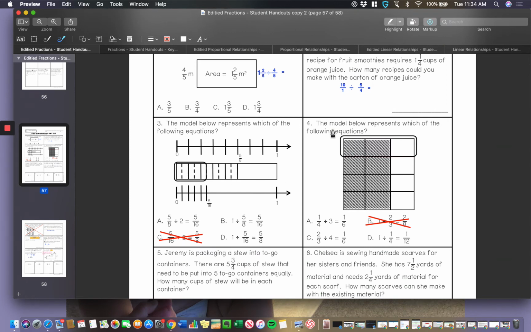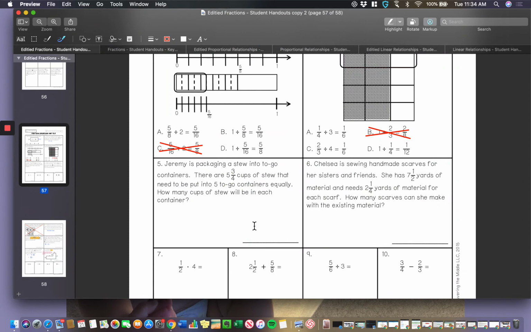So, the number 4, the model represents which of the following equations? So, I have 4 pieces right here, and the pieces are being split into 2/3. So, I eliminated part B, and you can tell me which one you think it is, A, C, or D.